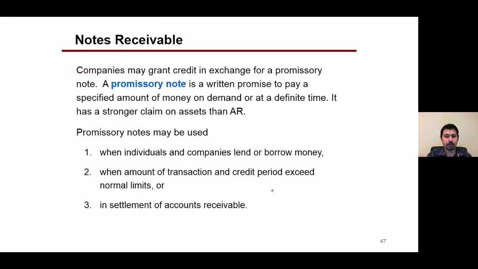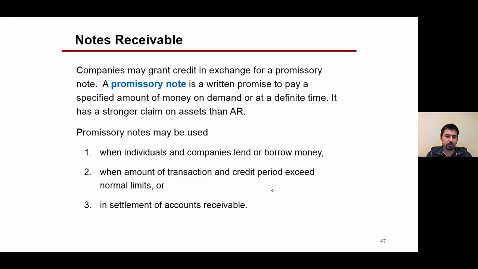Now we get to notes receivable. A note receivable is basically a promissory note. This is a formal document where the customer promises to pay a certain amount either on demand or at a definite time. And because it has a formal proof, it has a stronger claim on the assets of the customer than accounts receivable.